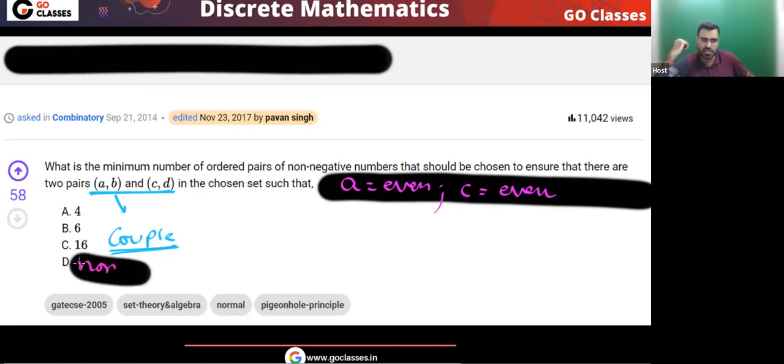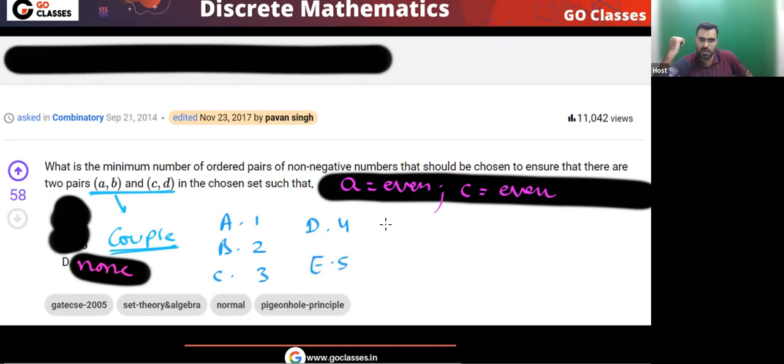Let's assume this option is none, and I am giving you some other options. Option A is 1, option B is 2, option C is 3, option D is 4, option E is 5, option F is 6, and the other option is none.